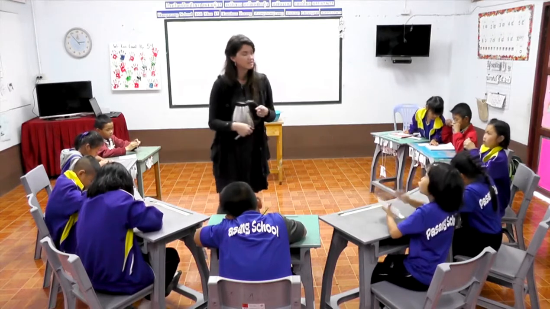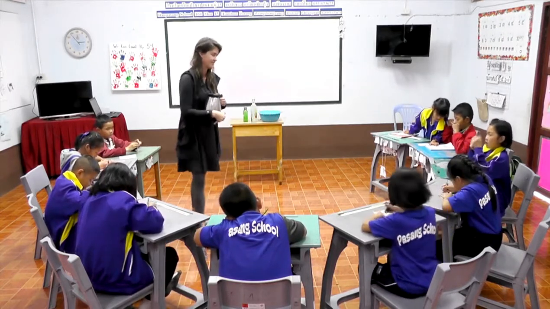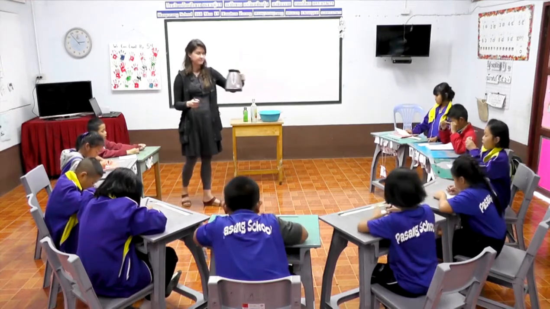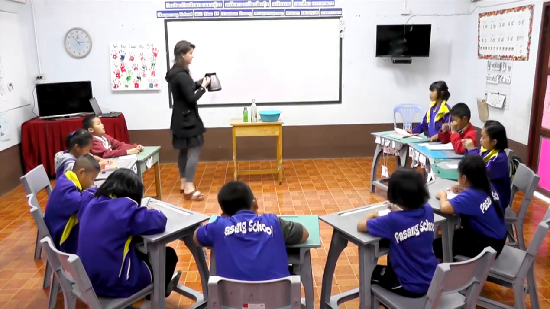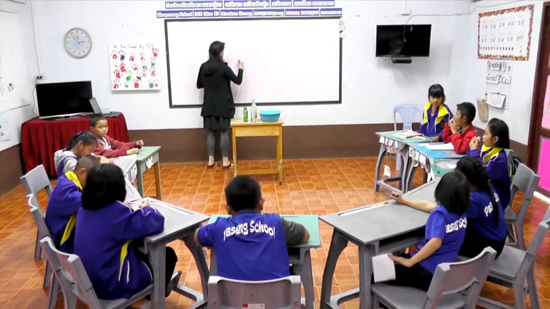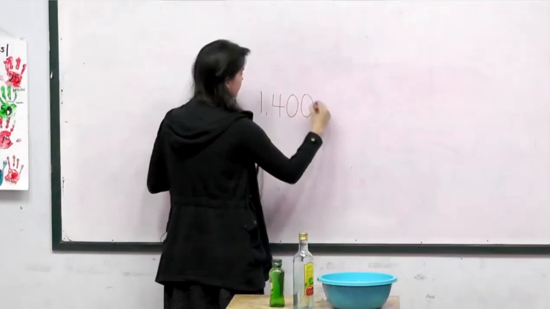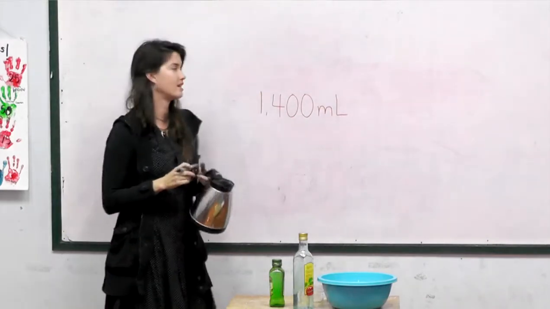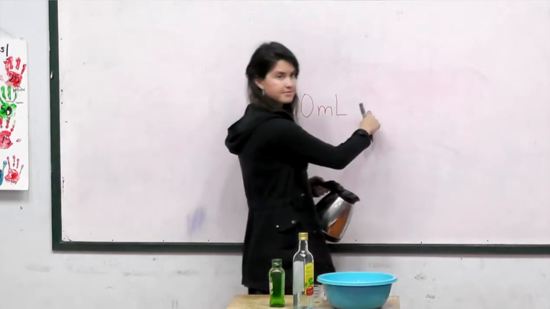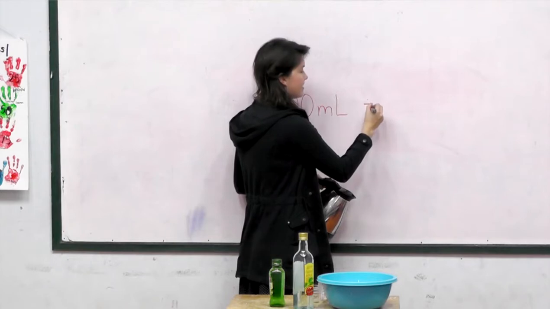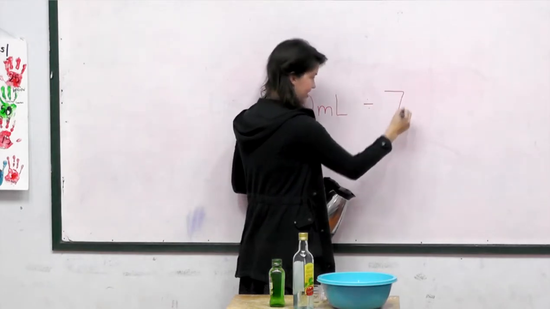Close, not 1,000. So how much tea do we have, friends? 1,400 milliliters. How many friends are we going to share with? 7. What should I put here? Divided by, and then our 7.